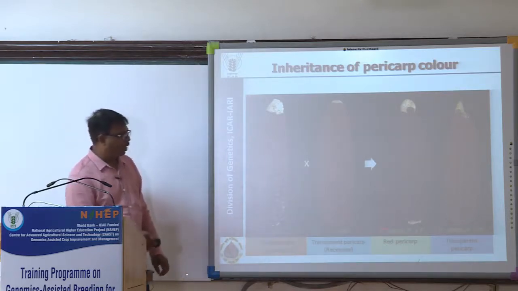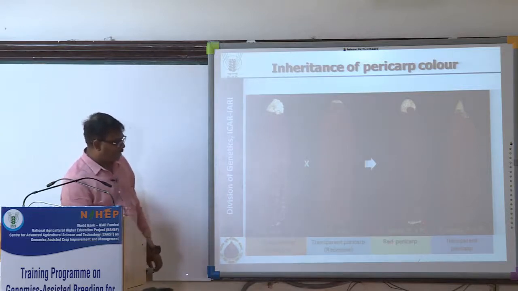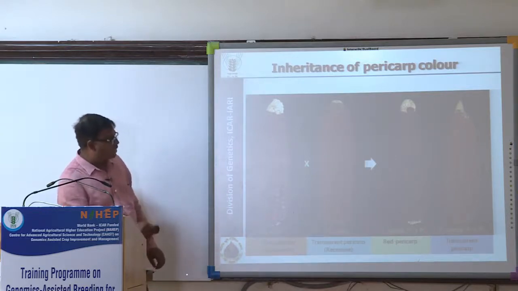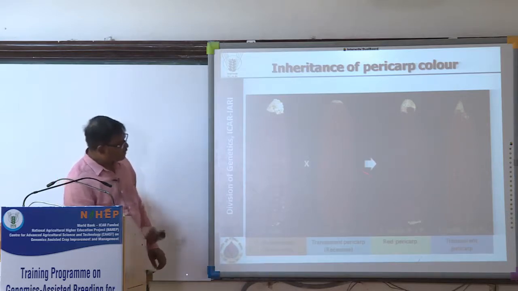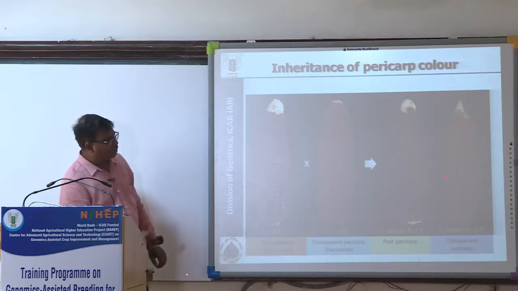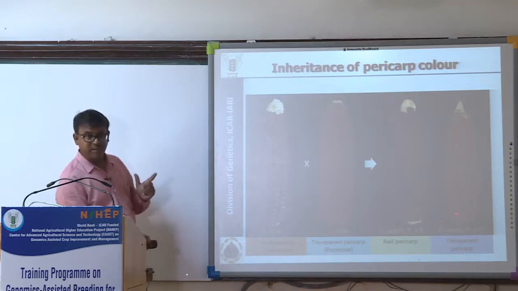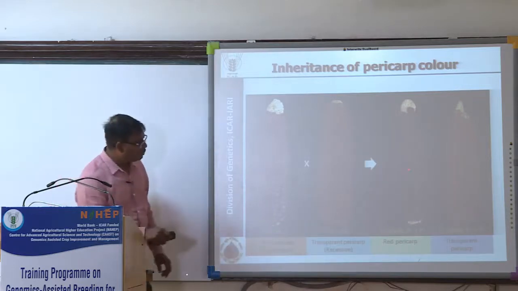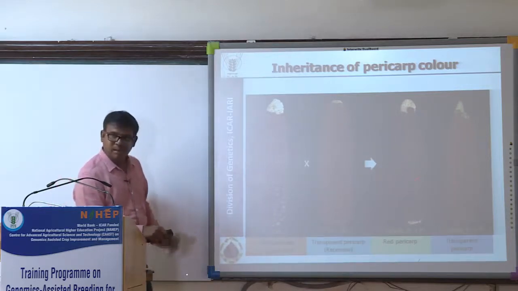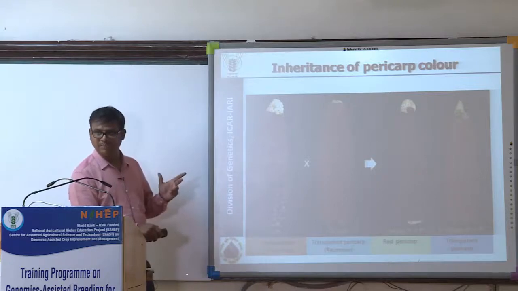So if you make F1, where this red colored maize is the female parent, your F1 will be red. If you use this as a female parent, what happens? Your cob will be transparent, meaning the pericarp will be transparent. The reason is, here we are viewing the pericarp color, which is maternally inherited. So here the pericarp is from the mother, but the endosperm and embryo are hybrid tissue, right?